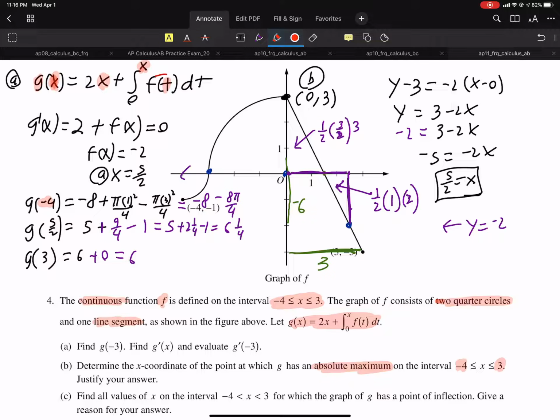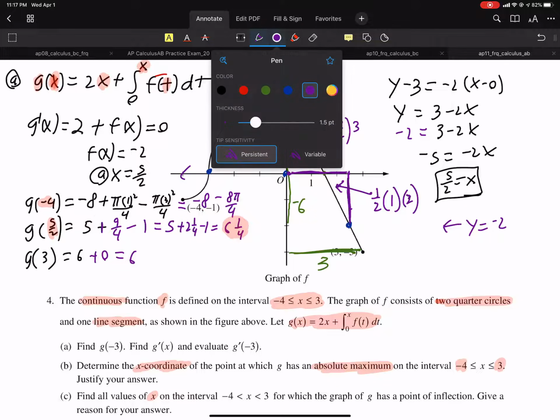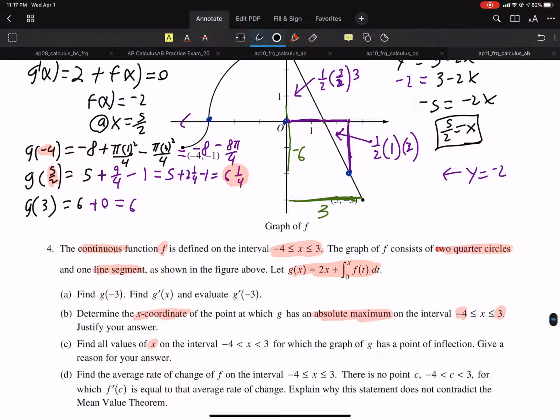So clearly the maximum value is 6 1/4, but they're asking the value of x. Nope, wrong one. The x coordinate. It's 5/2. So now you have a conclusion. Therefore, g of x has a maximum at x equals 5 over 2. And we're done with that.